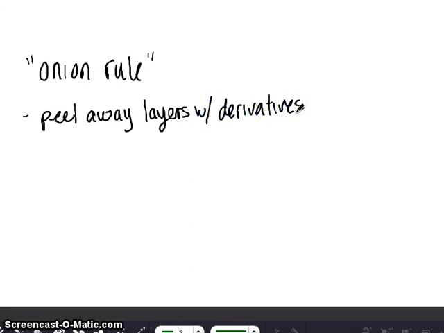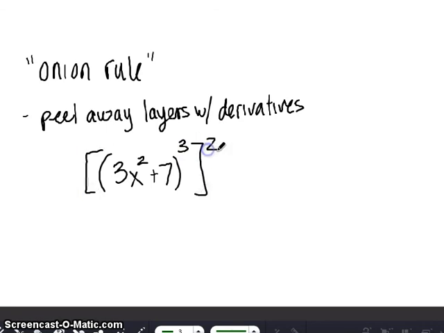So if you think about an onion, it has a bunch of layers. You can peel the top layer off. You're then left with the next layer under that, and you can peel that layer away, and there's another layer left under that. You can think of the chain rule in the same way.